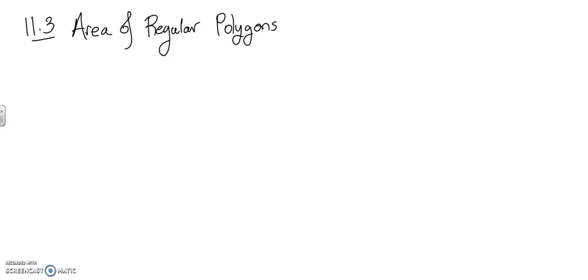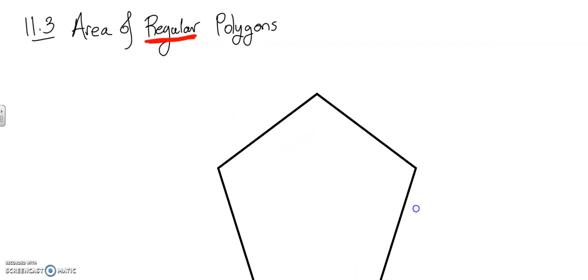So as you can see there, the title of today's lesson, 11.3, is areas of regular polygons. And the regular part is going to be very important. You're going to need to make sure that you remember we're talking about regular objects today. So let's see what we can do. Now, let's start with a pentagon.